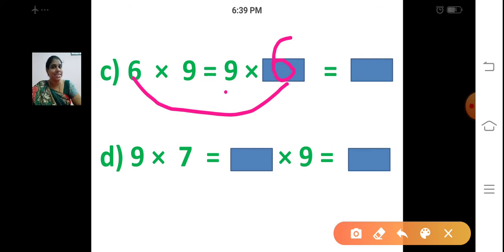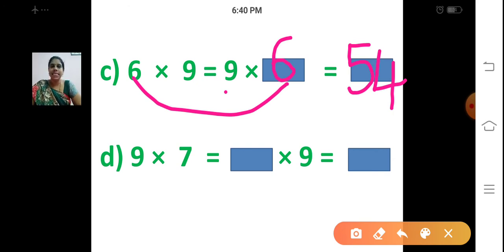So now tell me, 9 sixes are? Just say the 9 table from the first and tell me the answer. Or else you add 9 six times: 9 plus 9 plus 9 plus 9 plus 9 plus 9. So 9 sixes are 54. Write 54 in the second box. 6 nines are also 54. Shall we move on to the next one?